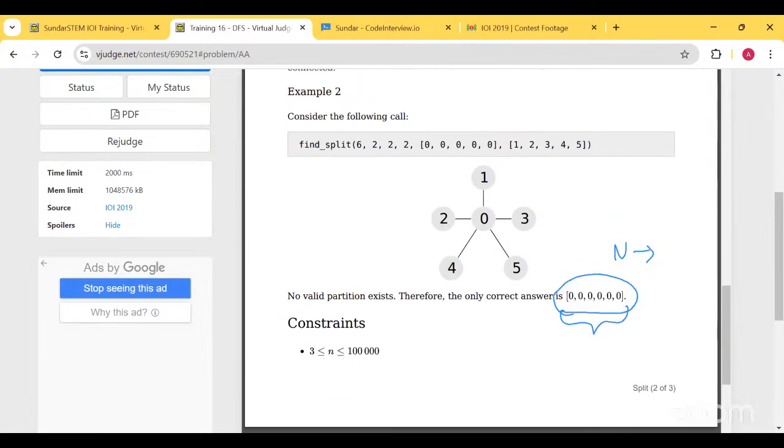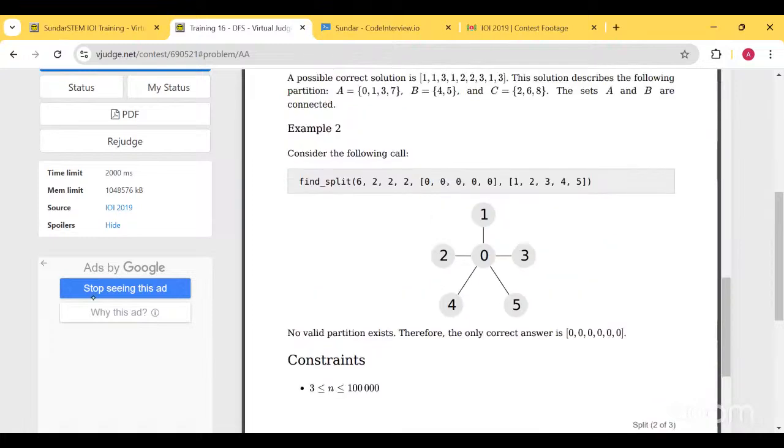Okay. Do you know why this case is impossible? We want to divide into 2, 2, and 2. How to do that? Can we split them into 2, 2, 2? This is valid or not? Is this a valid answer?